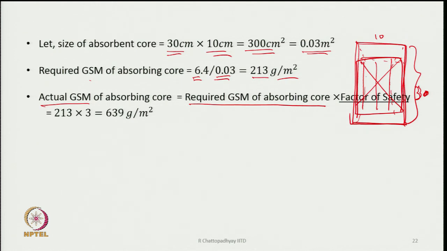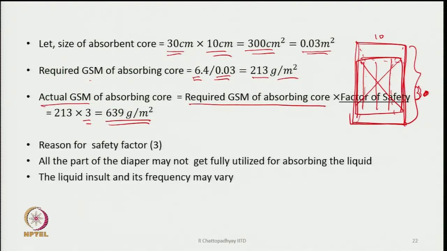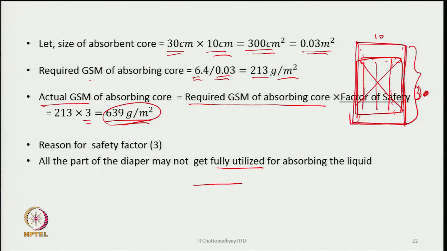Keeping all these factors in mind, when we are actually designing a practical item, we take a factor of safety of 3 times, and that becomes my actual GSM of the absorbing core, around 640 gram per meter square. The reasons for the safety factor are already stated here. All parts of the diaper may not get fully utilized for absorbing the liquid. Liquid insult and its frequency may vary from person to person. A design must satisfy a large segment of customers, and therefore the GSM of the absorbent core is going to be around 600 gram per meter square. It is just a typical case.